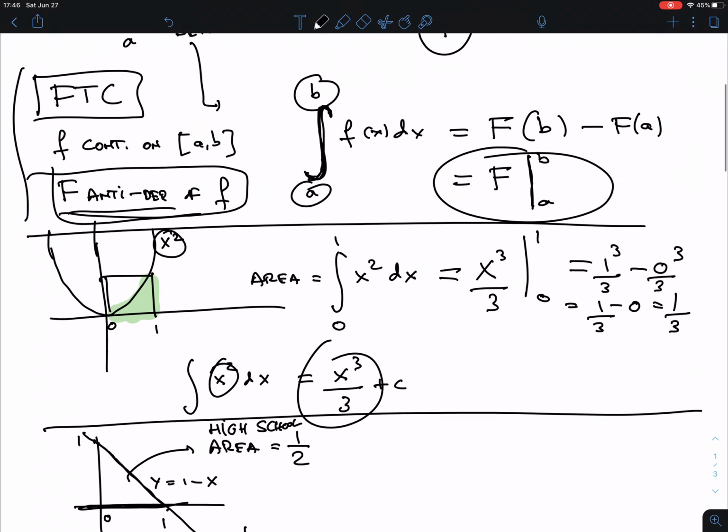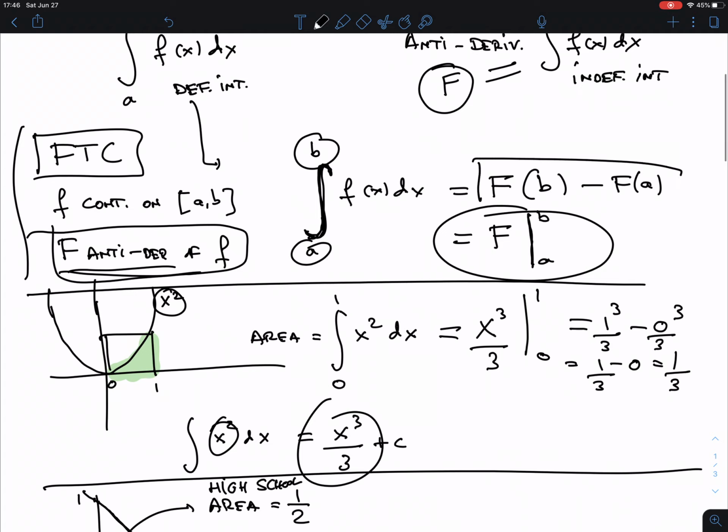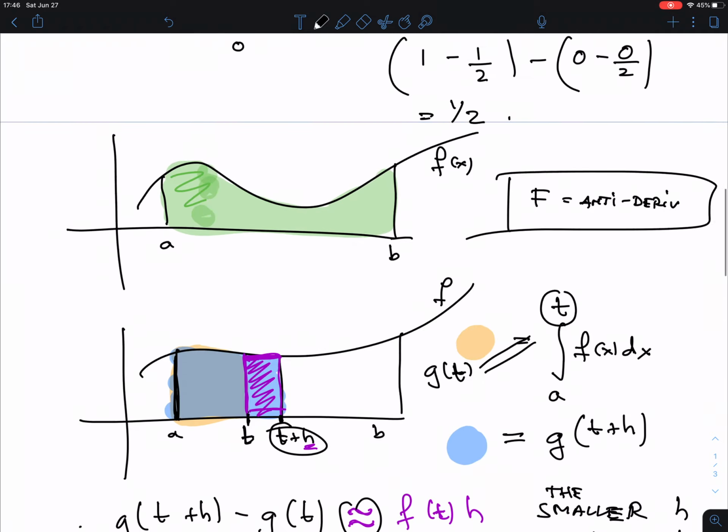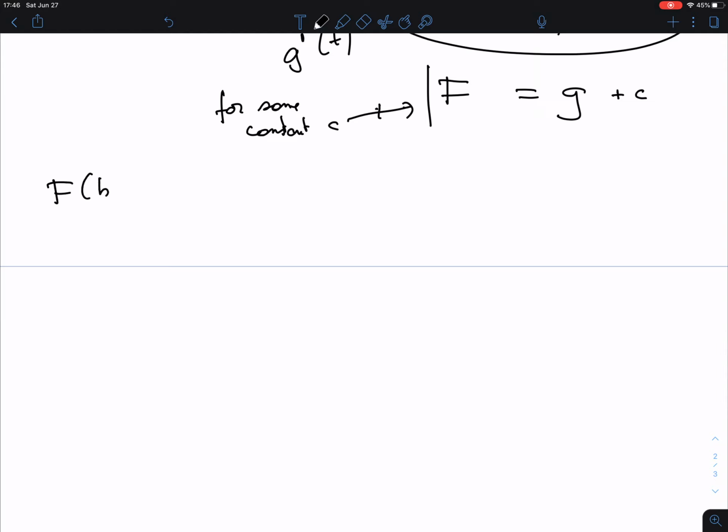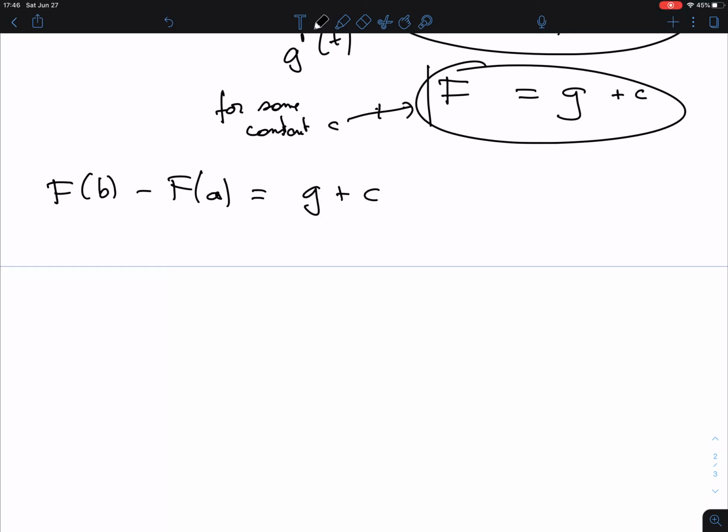Let's look at the formula. The formula says this is what you have to calculate. This is going to give you your area. So F(B) minus F(A). Now F is given by G plus C. So G plus C, you plug in B. If I plug in B in G like that, what will happen if I plug in B in C? Well, C is a constant, it doesn't change. So G(B) plus C, minus, and now I plug in A and subtract, so G(A) plus C. Ah, that's nice, the constants cancel. We get G(B) minus G(A).